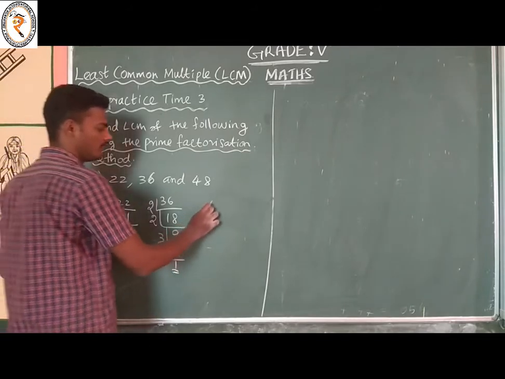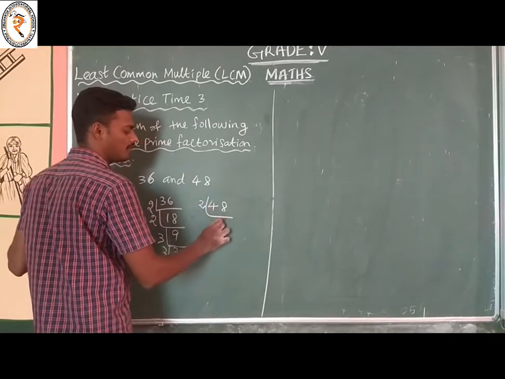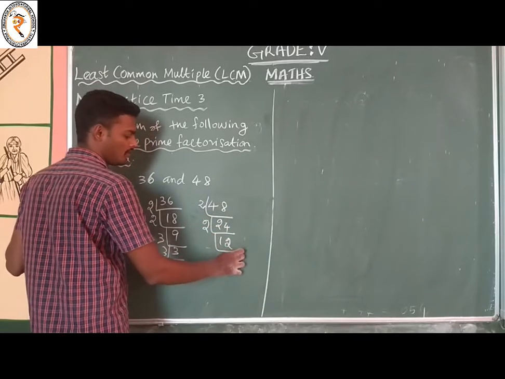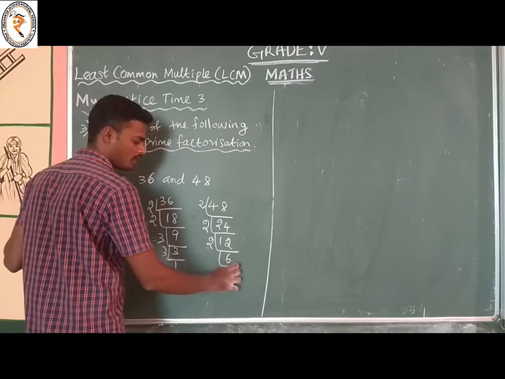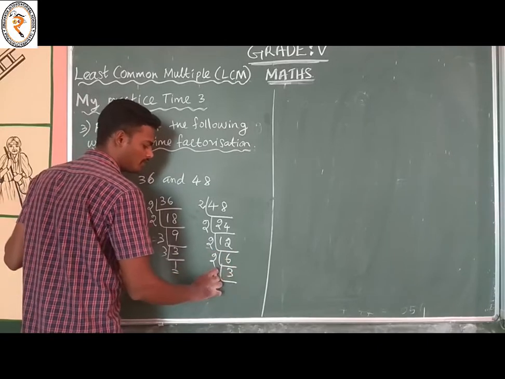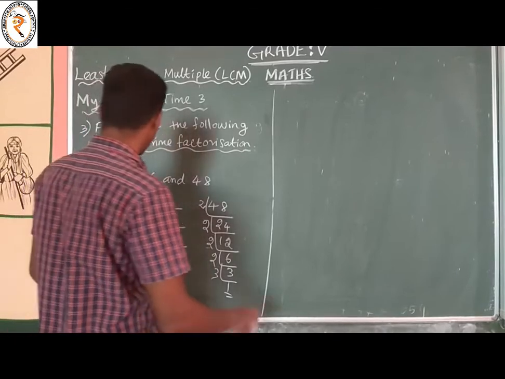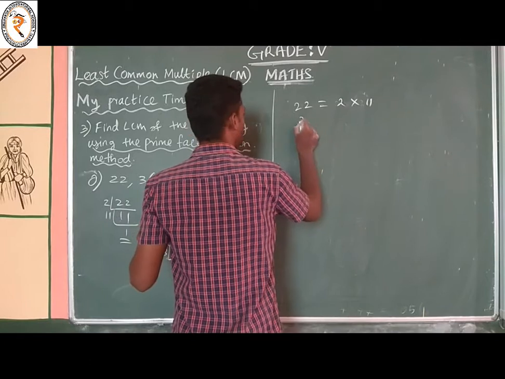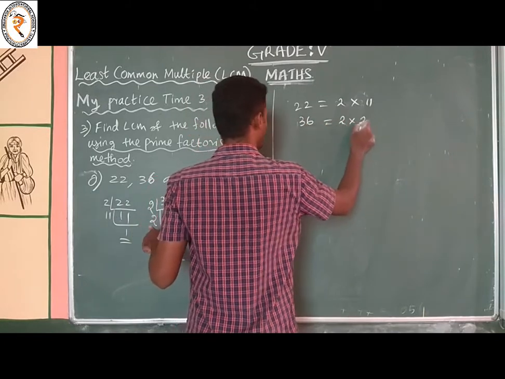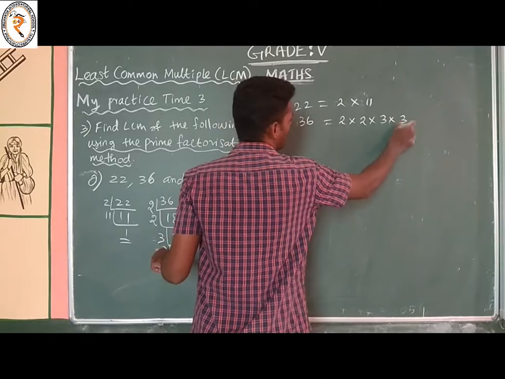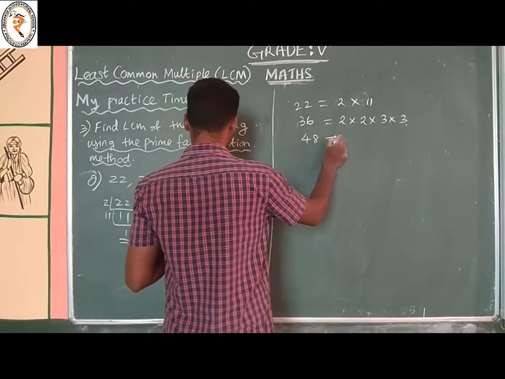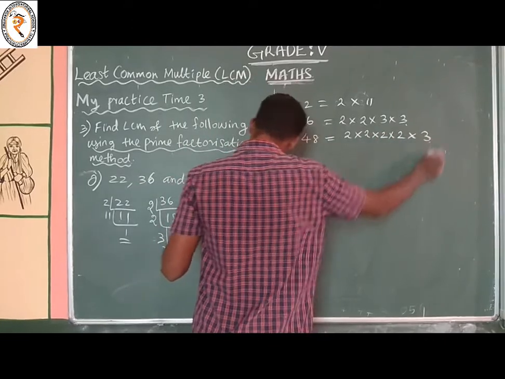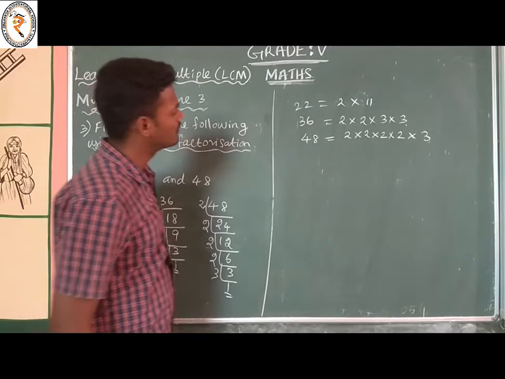And 48 comes in second table 24 times. In second table 24 comes 12 times. Again second table 6 times. Again second table 3 times. Third table 1 times. So we can write 22 equal to 2 into 11. 36 equal to 2 into 2 into 3 into 3. 48 is equal to 2 into 2 into 2 into 2 into 3.